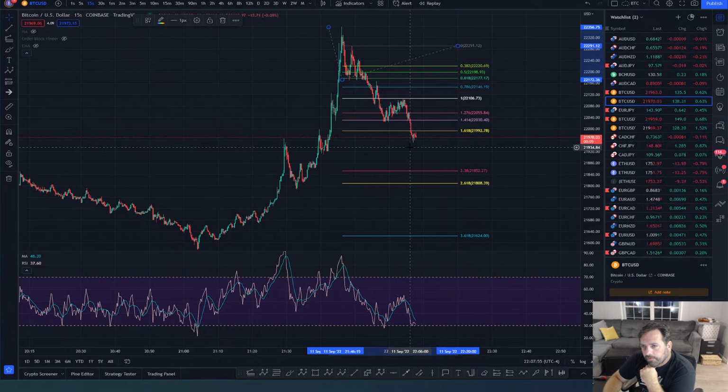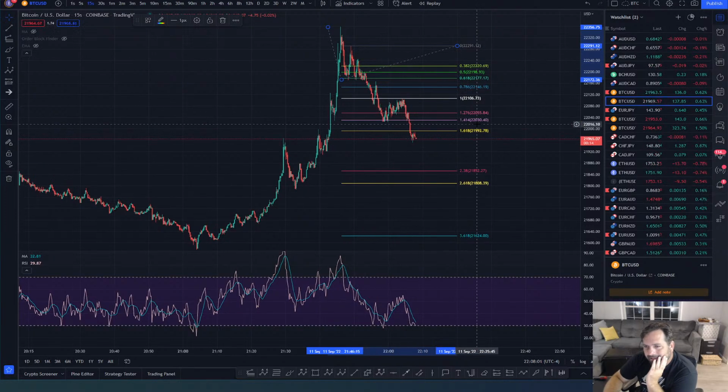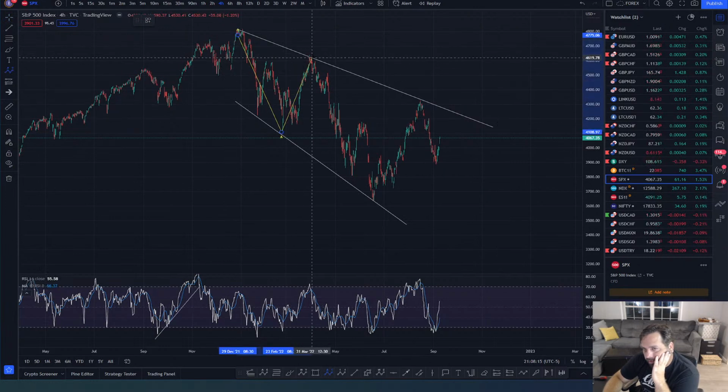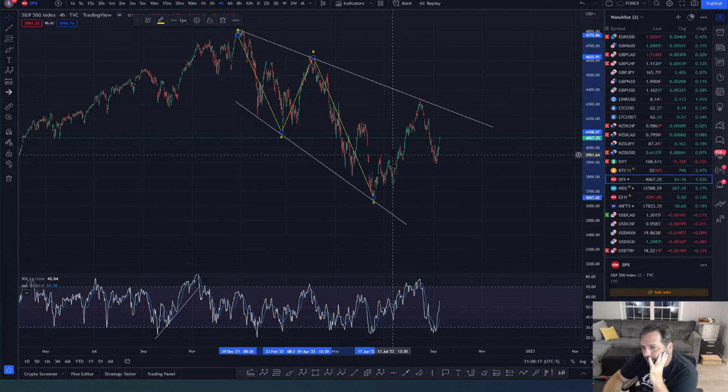One, 2, 3, 4, 5, 4, 5. It's still not certain. It could still be a 3-wave move, but it's got a 5-wave shape to it. Anyway, my other count here is that this was an A wave, that's B, and that's C, and it's finished.